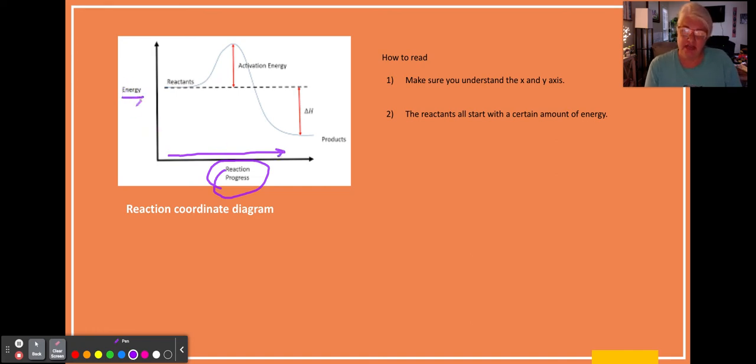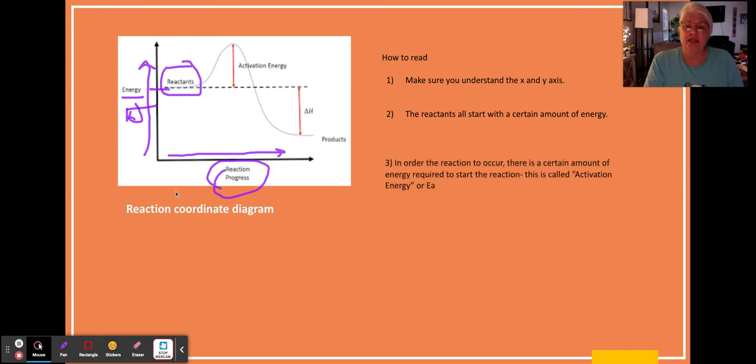Over here, I have energy, and again, this will probably be in kilojoules. So as this goes up, energy increases, okay? Now, notice that the reactants are right here. Reactants all start with a certain amount of energy. Everything has a certain amount of energy. So these are starting right here, okay? And then what will happen is you have to add enough energy for the reaction to actually happen.